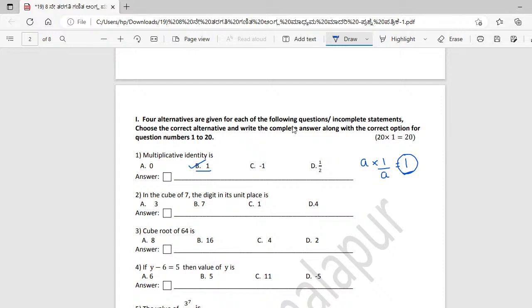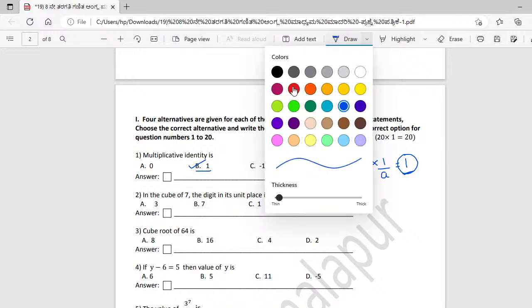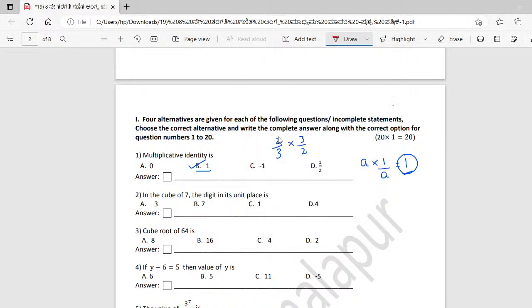If for example we want to take any example like 2 by 3 and write its multiplicative identity. So 2 by 3's multiplicative identity will be 3 by 2. So 2 by 3 into 3 by 2. We can do the calculation: 2 and 2 cancel, and 3 and 3 get cancelled. What will be remaining is 1, and that is our answer here. That is the first one. B option is our right answer.